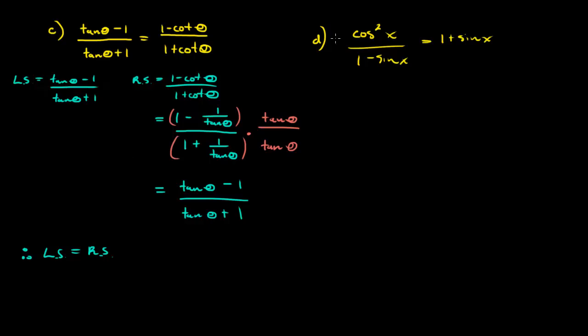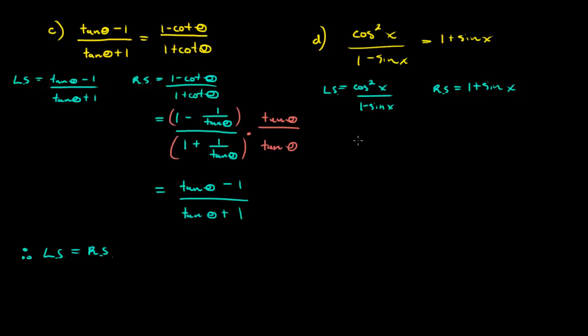Okay. So for D, we've got cos squared theta over 1 minus sine theta is equal to 1 plus sine theta. So here there's definitely a trick that I'm going to show you. So the first thing that we're going to do to start out this identity is we'll just, again, break this up into left side and right side. The left side is cos squared of x over 1 minus sine of x. And the right side is equal to 1 plus sine x.